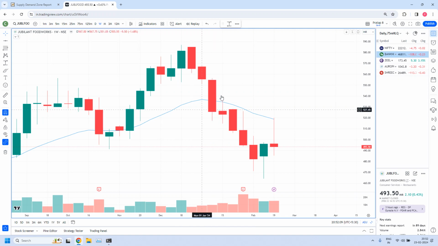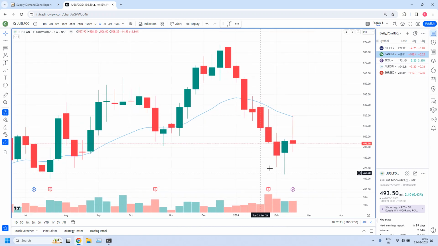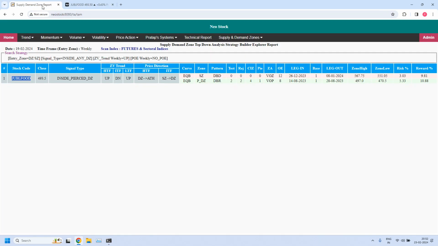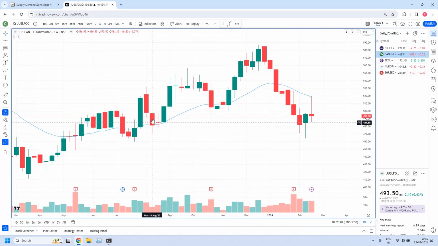Let me remove the earlier analysis drawings. Now let us draw this zone. This is 14.8, the leg-in, one base candle, 28.8. So 14.8 in 2023 is the leg-in. Let us see 14.8. So this is 14.8. We have a base candle, we have a rally candle. So let us draw the zone here. This is a drop-base-drop.